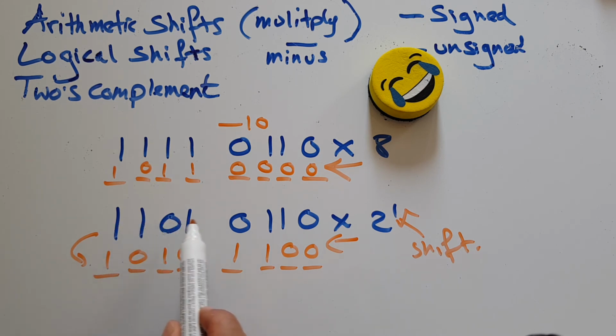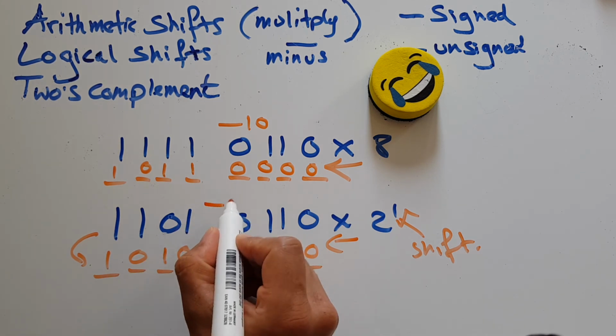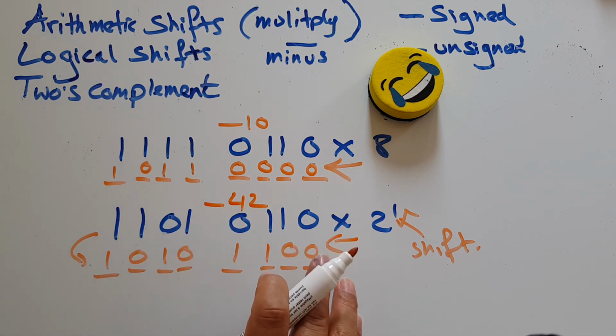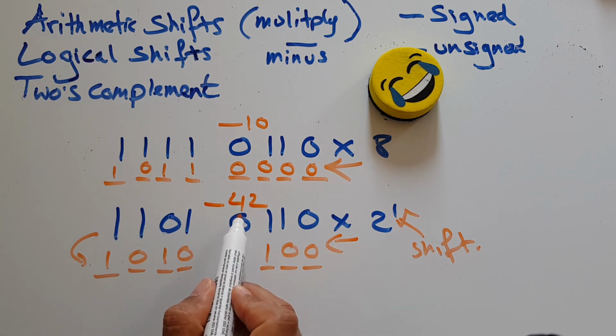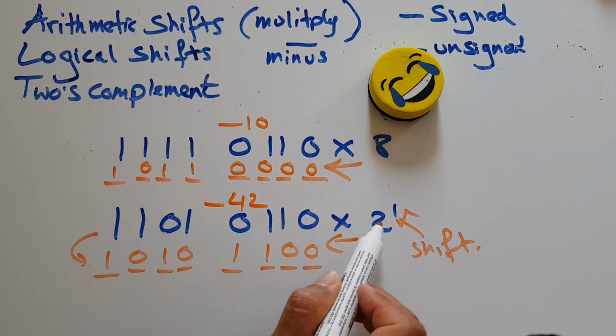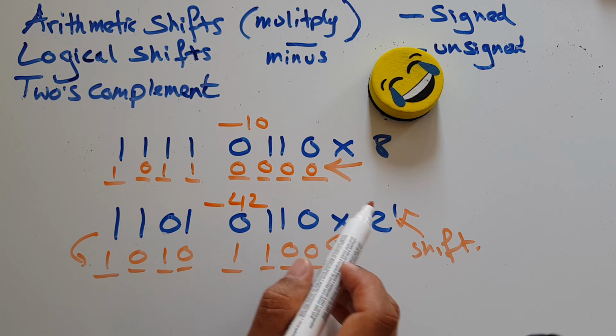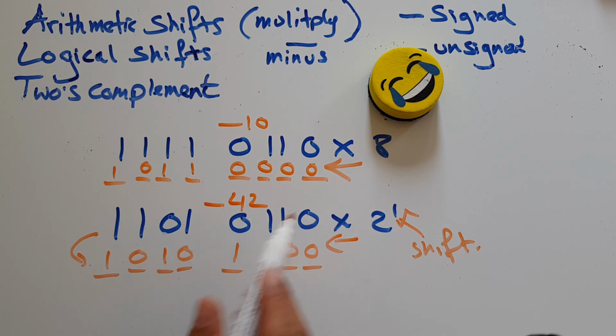Well, what is this blue binary to begin with? Well, I know that it is minus 42, and you can check that using the 2's complement system. So minus 42 times 2 to the 1, well, what's 2 to the 1? That's 2. Minus 42 times 2 was obviously minus 84. So is this the binary for minus 84? Well, as always, let's check it using the 2's complement system.